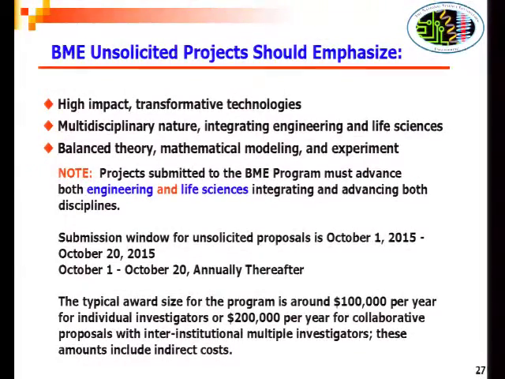Let me now say a couple of things more pertinent to the unsolicited projects. Those should emphasize high impact, transformative technologies, multidisciplinary nature, integrating engineering and life sciences. They should balance theory, mathematical model, and experiment. They should advance both engineering and life sciences, integrating and advancing both disciplines. Here is the submission window, and the last paragraph shows the award size.